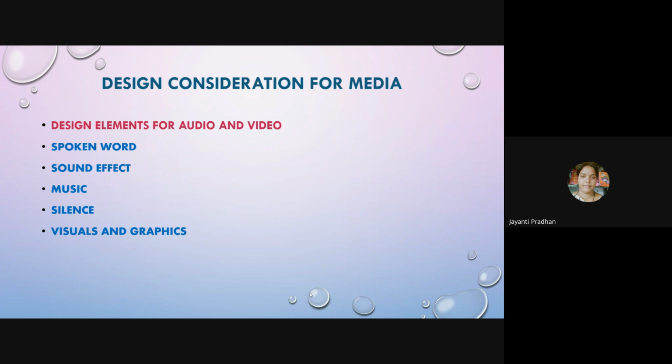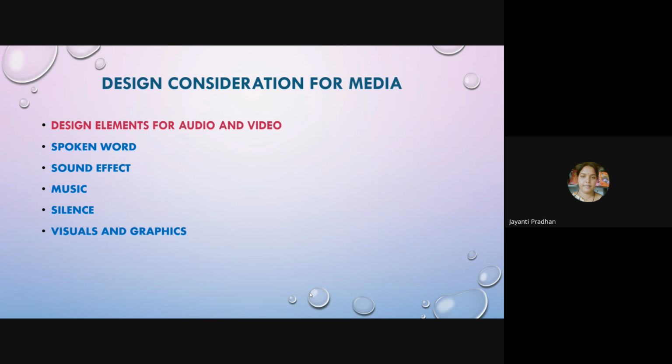Then designing consideration for media, that is, what are the elements for audio and video. First is spoken words. What words are we going to speak, or what words are to be spoken to explain in the particular audio or video content. What kind of sound effect should be there for audio and video. At what time, what kind of sound effect, what music to be played.